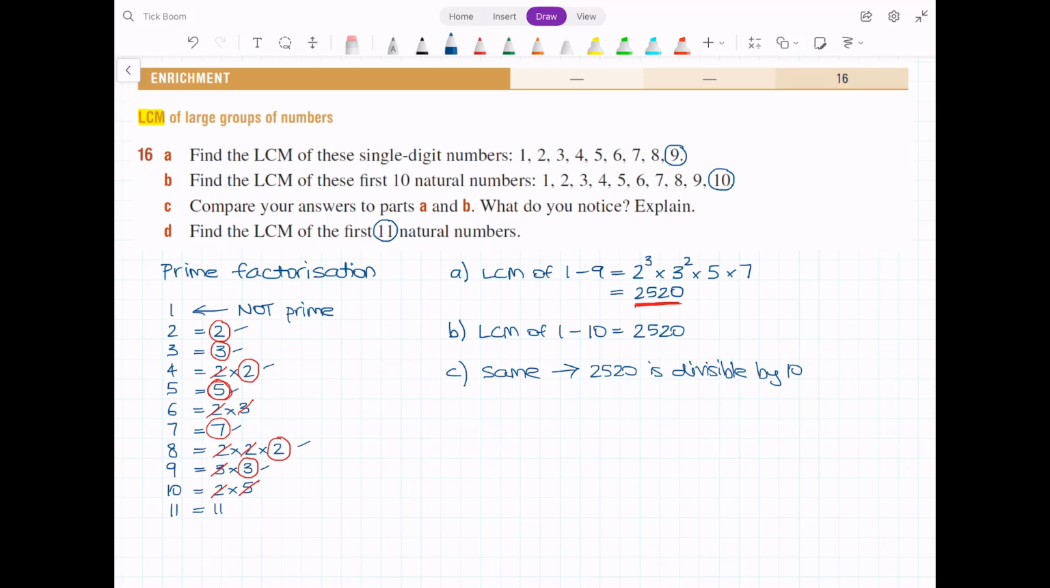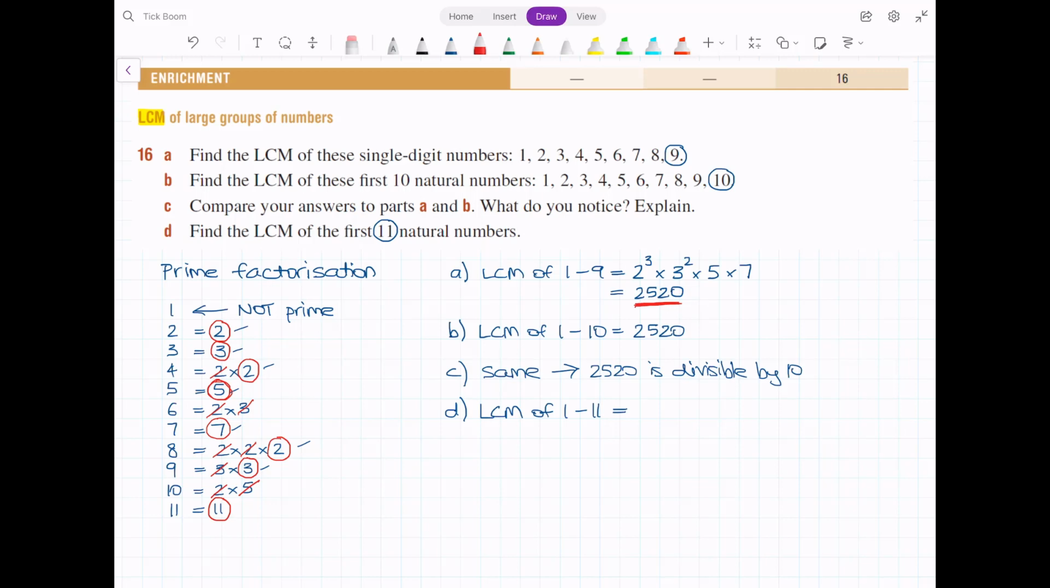So hopefully that makes sense as to why you would end up with the same LCM, whether you're doing numbers 1 to 9 or 1 to 10. And hopefully the mechanics of the technique make that really clear. There's nothing new getting added here. Which leads us to part D, which wants us to find the LCM of the numbers 1 to 11. And again, looking at the technique that we use around prime factorization, the numbers 1 through to 10 have already been dealt with, and there's only one new prime factor with the 11th number, 11, which hasn't occurred before.